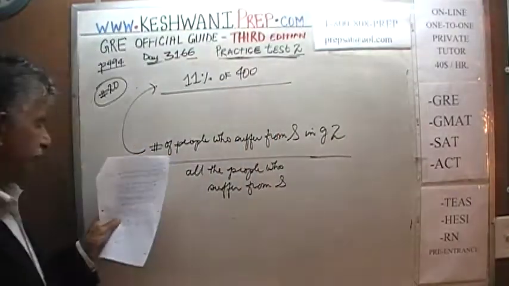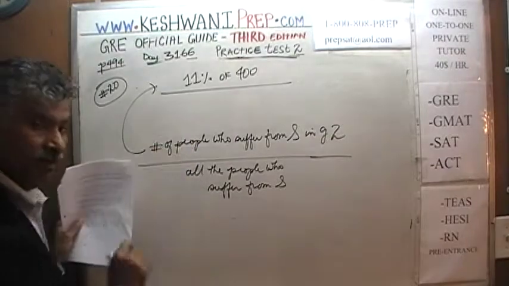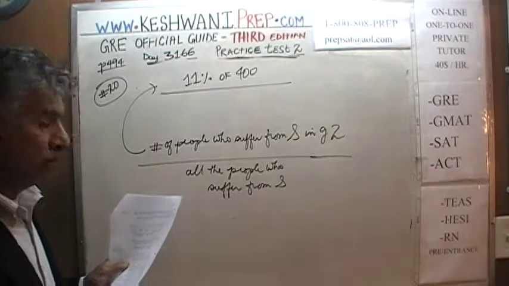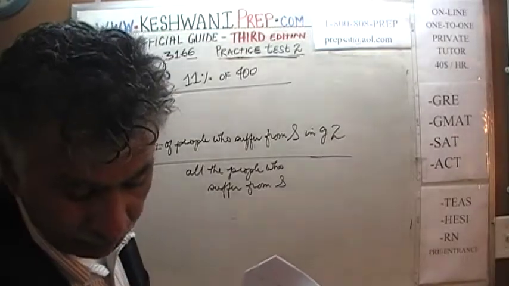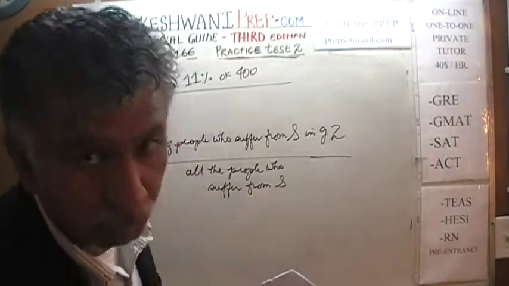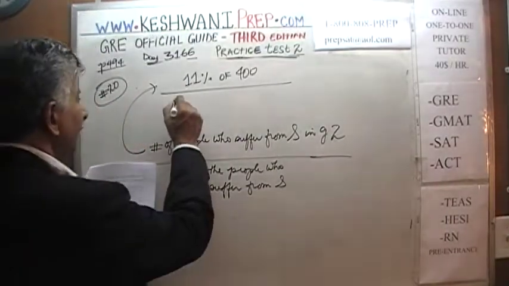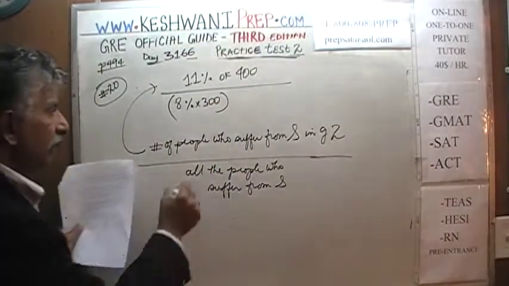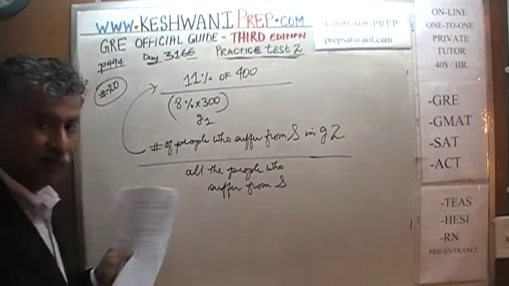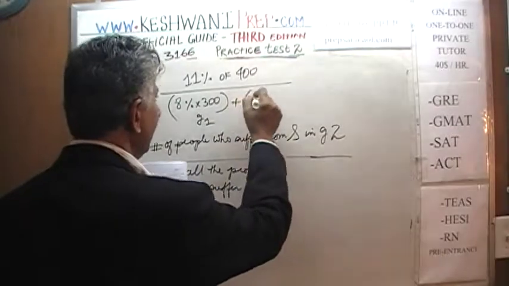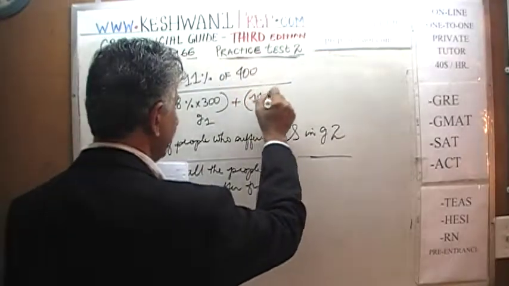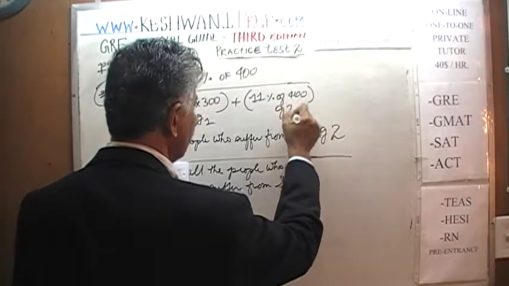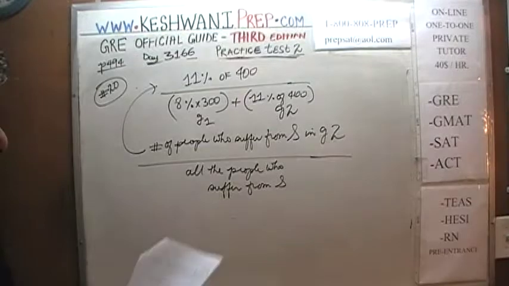What's going to go on the bottom? Well, the number of people who suffer from sneezing in group 1 plus the number of people who suffer from sneezing in group 2. What percentage of people suffer from sneezing in group 1? Again, if you look at the chart in front of you in the book, you will see that it is 8%. It is 8% of 300, because there are 300 people in group 1. This is the group 1 people who suffer from sneezing, plus the 11% of 400 on the top. These are the people from group 2 who suffer from sneezing. And that's what we're looking for.